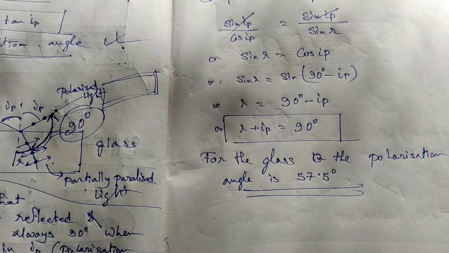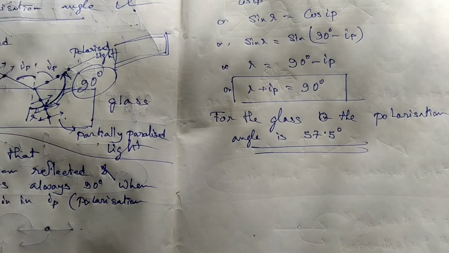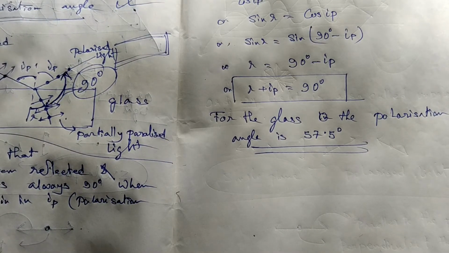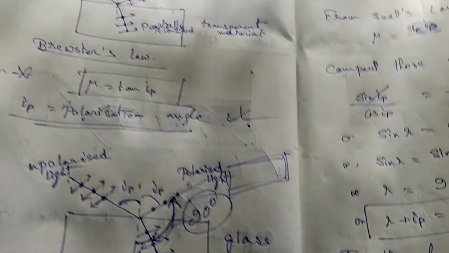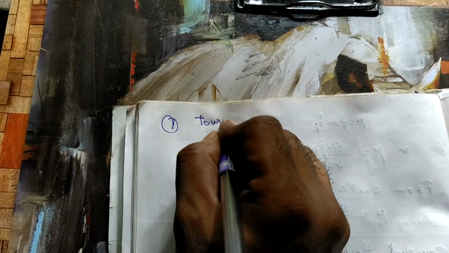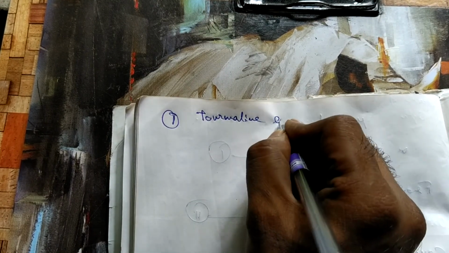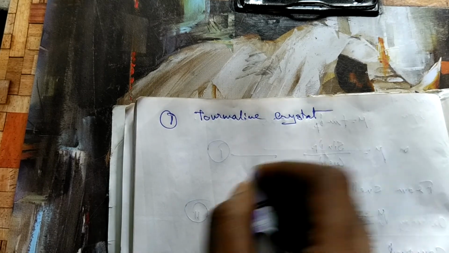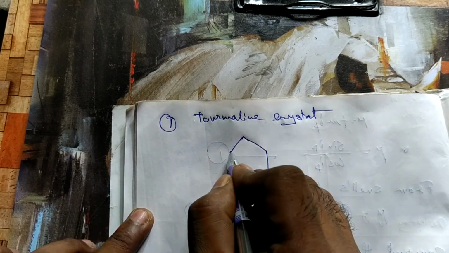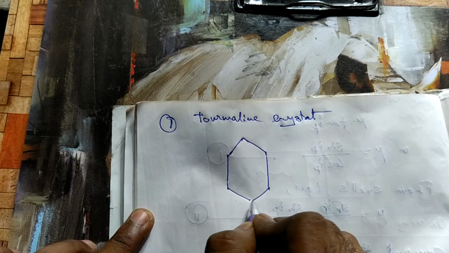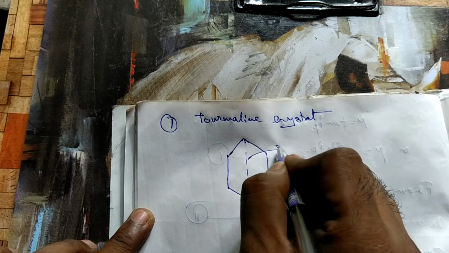But is it polarized or unpolarized? How can we know that? To analyze whether it is polarized or unpolarized, we have two methods. Okay, so let's explain what those methods are. The first method is the tourmaline crystal. Here is one type of crystal we have. This crystal is known as tourmaline crystal, and this one is called the optical axis.